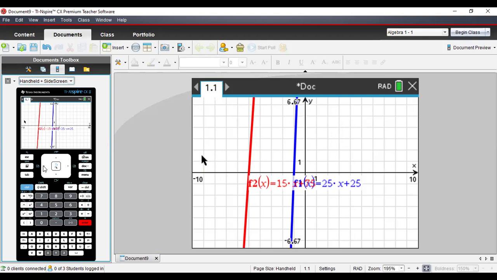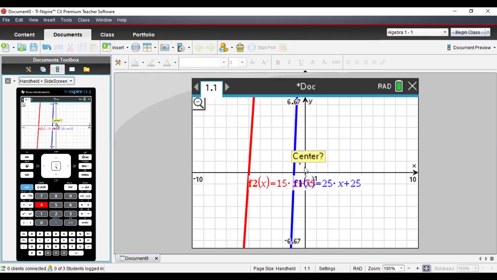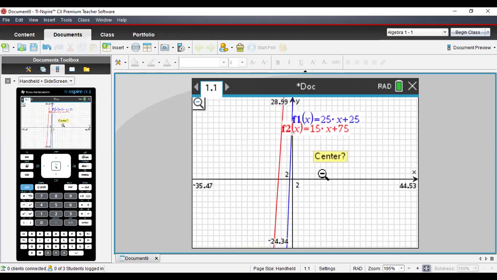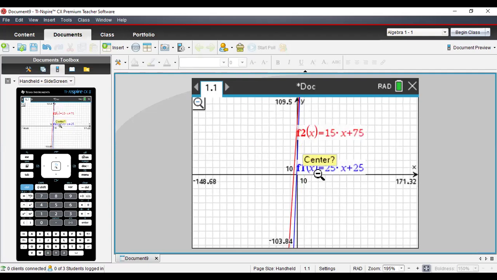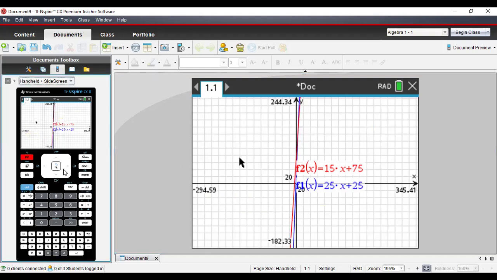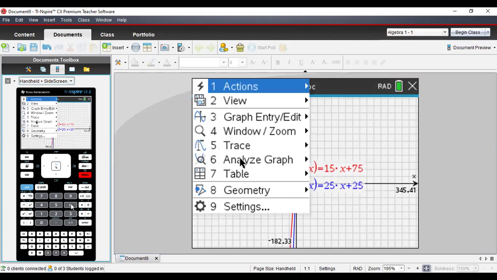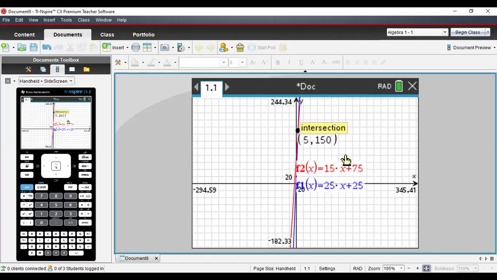Now, the intersection is not on the screen, so I'm just going to zoom out. So I'm going to do menu 44 until I can see something that looks like an intersection. And let's see where we are. Okay, I think we're in here. So now I'm going to use menu 64. I'm going to start on the left, and I'm going to pull it until I see the word intersection.